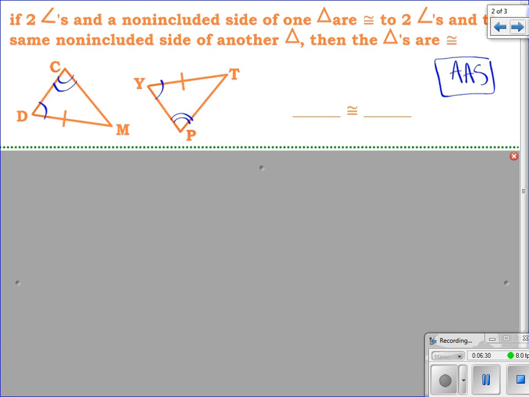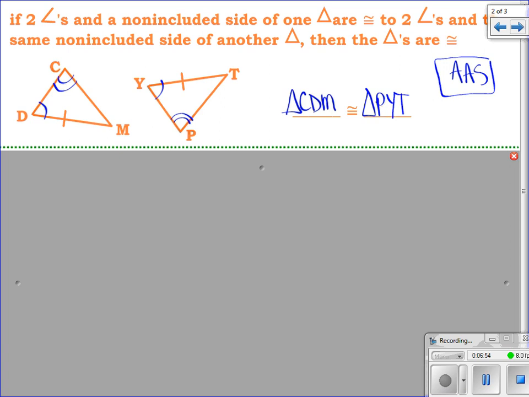So let's write a congruent statement in the right order. You can pick any order for your first triangle. C, D, M, sure. Yep. PYT. Questions?